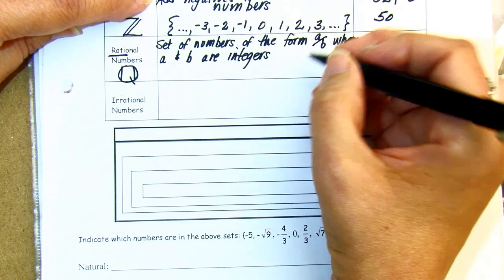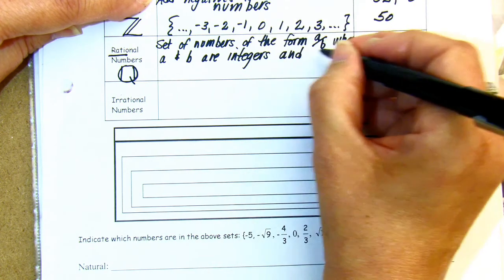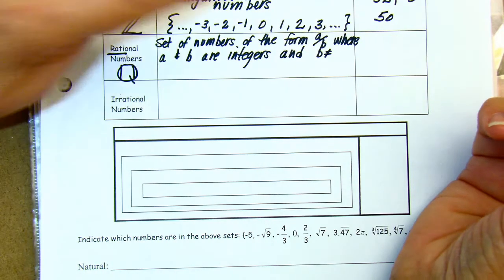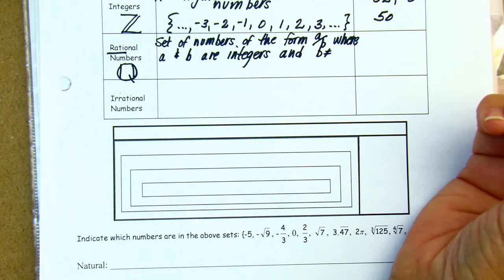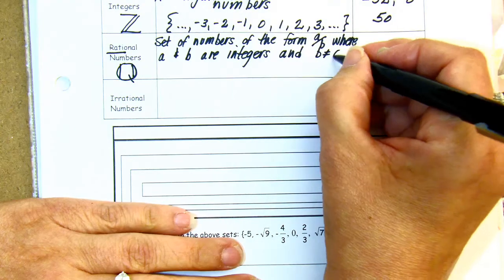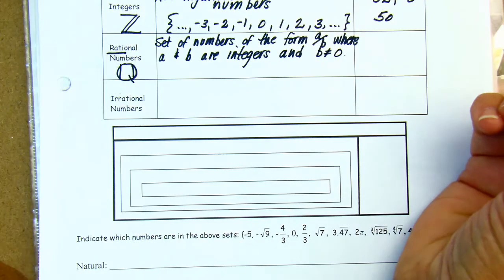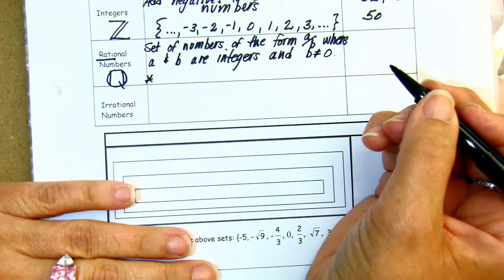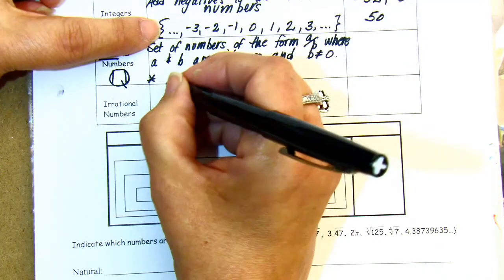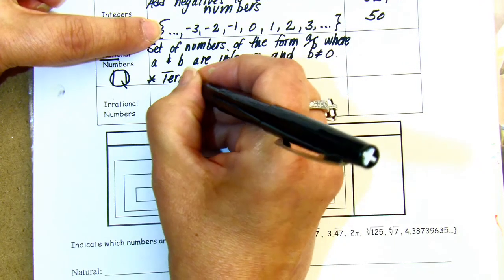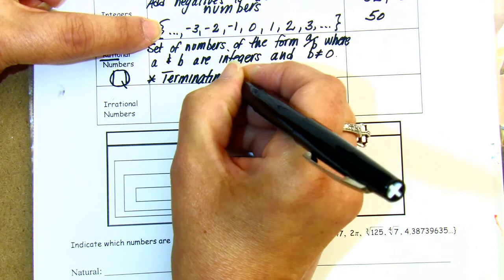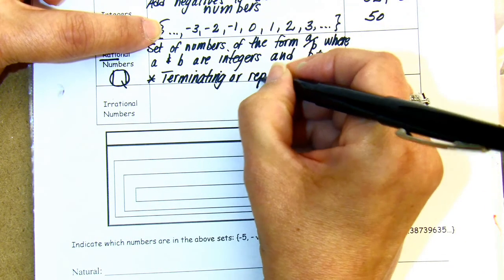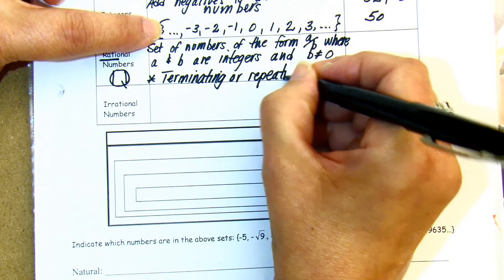And B is not allowed to equal what? Anyone know? We'll take a look at where B is in this fraction. It's in the denominator, so B can't be 0. Remember, division by 0 is undefined. If you were to convert your fractions into decimals, these decimals would either terminate or they would repeat. So we say here terminating or repeating decimals.